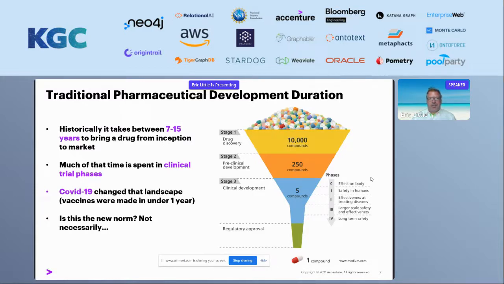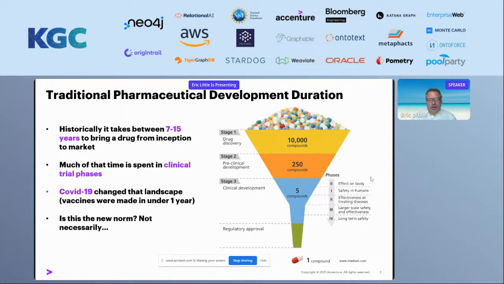You can see that there are normally stage 1, stage 2, stage 3 clinical trials. Sometimes these phases may need extensions or need repeated. But you can see in the graphic on the right from medium.com, in stage 1, you can go from 10,000 compounds down to 250 compounds down to 5 compounds just to get to one actual drug that works.